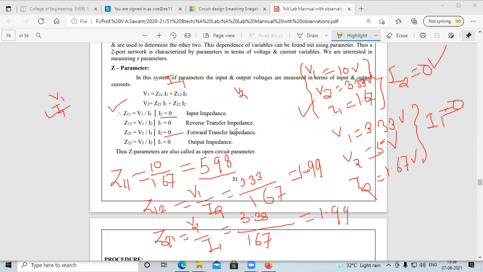Now calculate the value of Z22. What is the formula for Z22? Z22 is equal to V2 divided by I2 when I1 is equal to 0. What is the value of V2? V2 is equal to 5 divided by I2 is equal to 1.67. What is the value of Z22? 5 divided by 1.67 is 2.99.